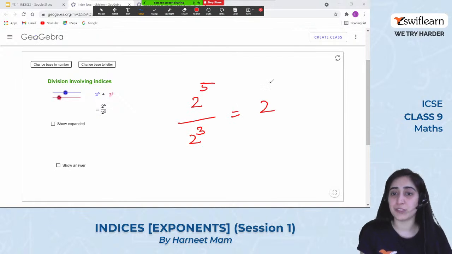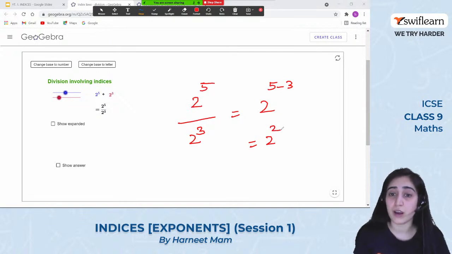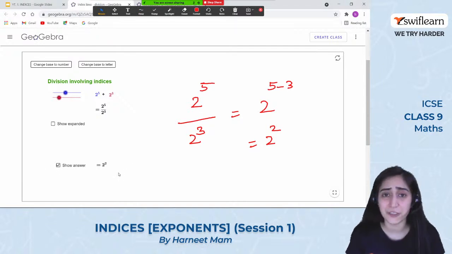Bases are the same, so what will the powers do? They will subtract in division. So 2 raised to the power of 5 minus 3 becomes 2 raised to the power of 2. So that should be 4, right? 2 into 2 is 4. So let's see, have we got the right answer? Simple, easy, right? Life has become easy from now on.